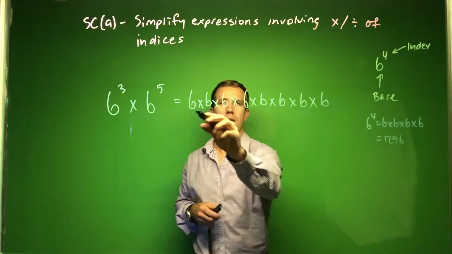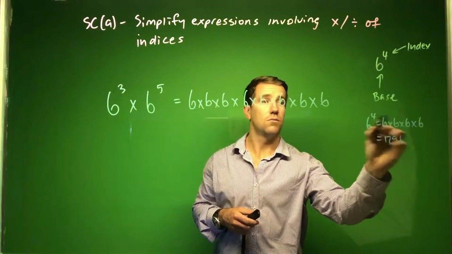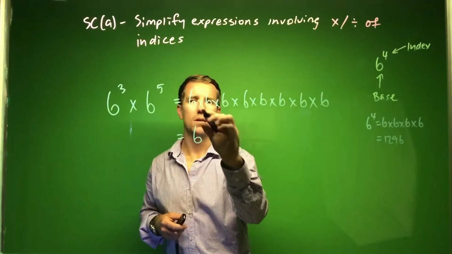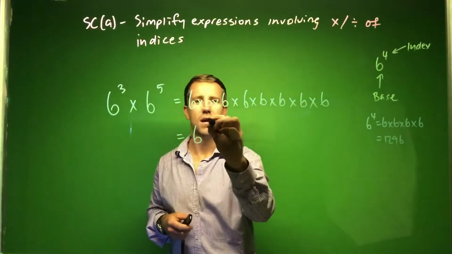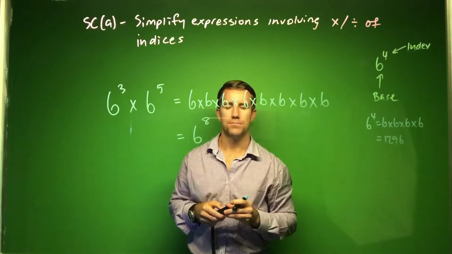Alright, now if we look at this here, it's very similar to what we did over here. 6 multiplied by itself 4 times, 6 to the power of 4. This one here is 6 multiplied by itself 1, 2, 3, 4, 5, 6, 7, 8 times. So that simplified can look like 6 to the power 8.